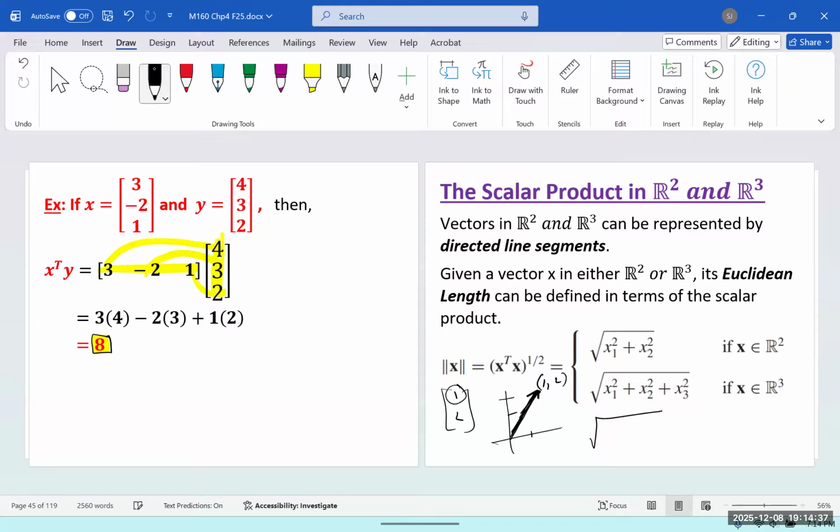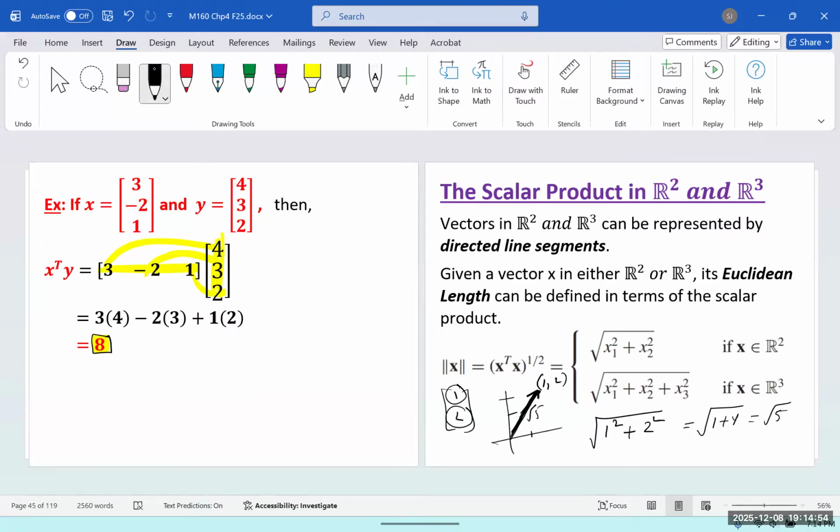So the first element is 1, so we do 1 squared, plus our second element is 2, so we do 2 squared. So 1 squared is 1, 2 squared is 4. So the length of the vector 1, 2 is square root of 5.